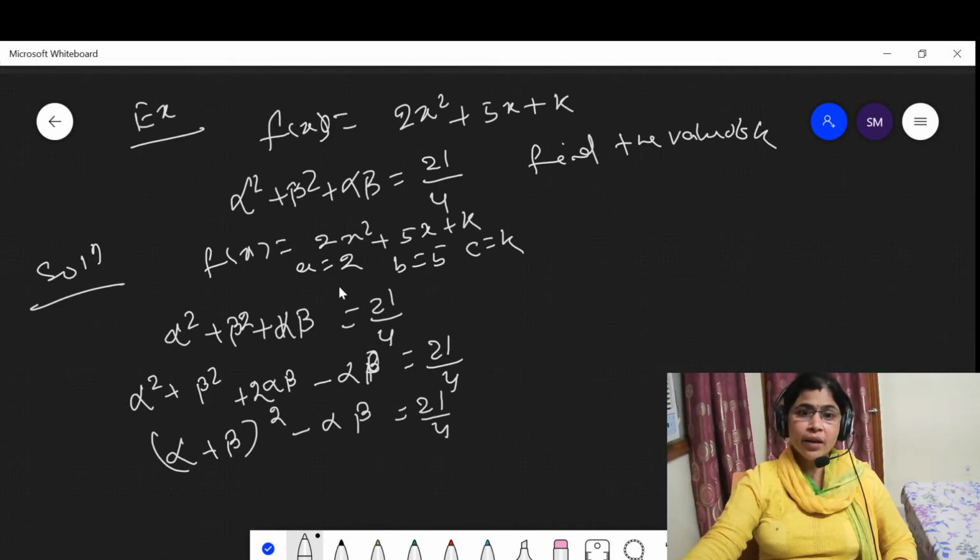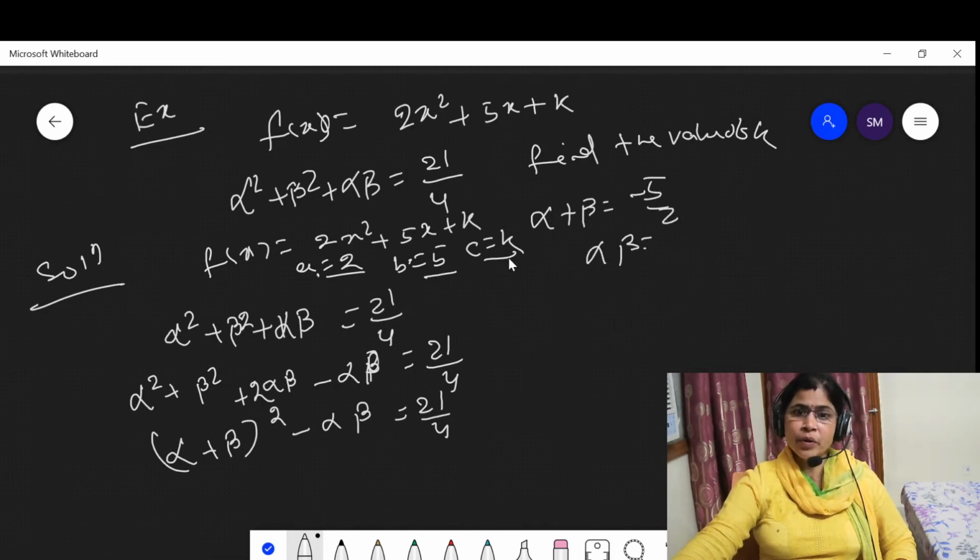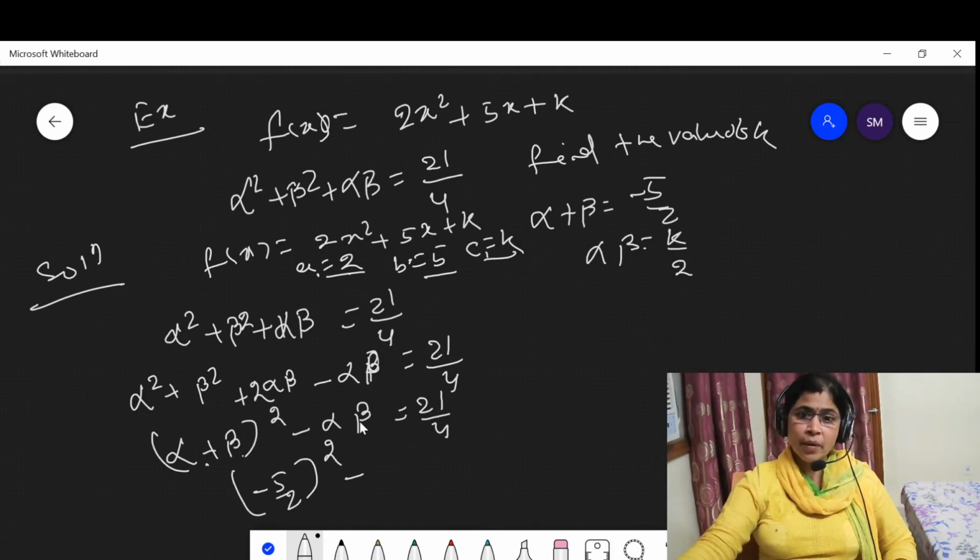Then in place of alpha plus beta, here a is 2, b is 5, c is k. Then here alpha plus beta is minus b upon a, which is minus 5 upon 2, and alpha into beta is c upon a, which is k by 2. Then here in place of alpha plus beta, I can write minus 5 upon 2. This is minus 5 upon 2 whole square. In place of alpha into beta, we can write k upon 2, which is 21 upon 4.